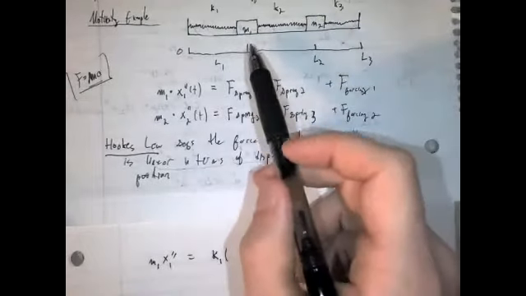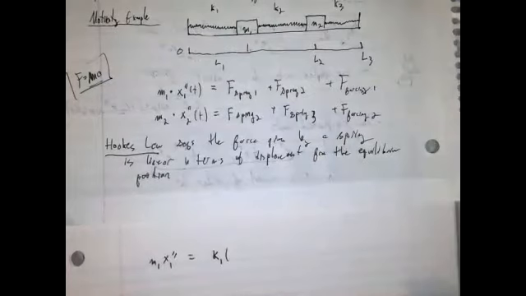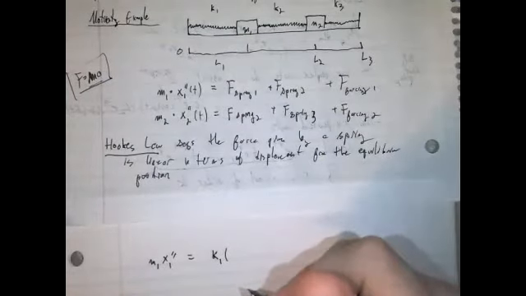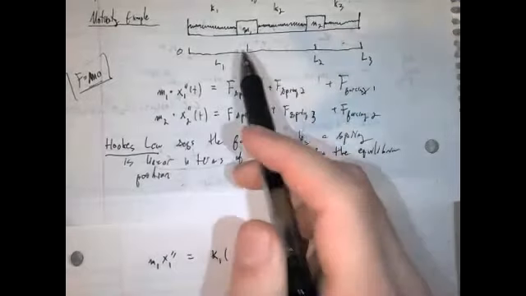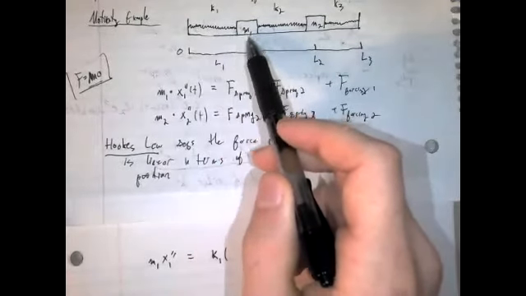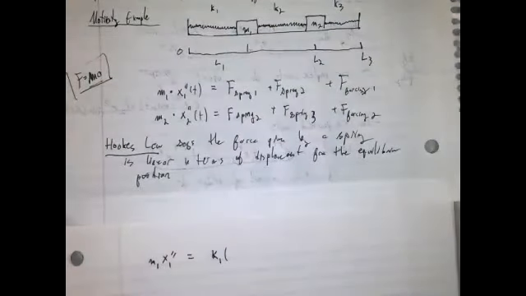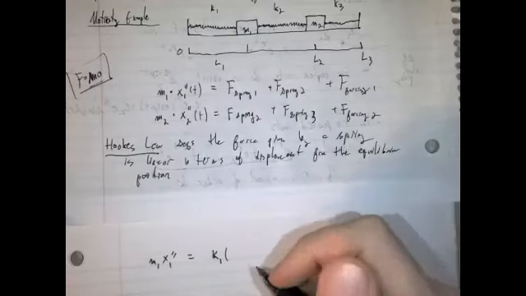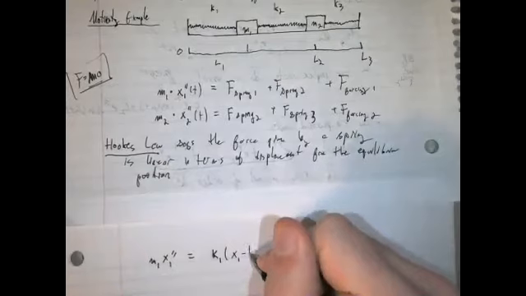So it should depend on X1 of t. Would it be L plus X1 of t? Well, I want it so that when X is equal to L, then the force is 0. It's neither pushing or pulling when the mass is right here. It's in total equilibrium. So minus? So here, yeah, I think I would write X1 minus L1.